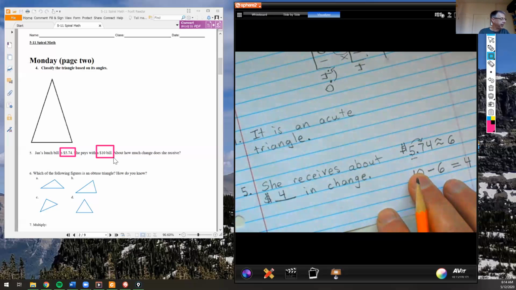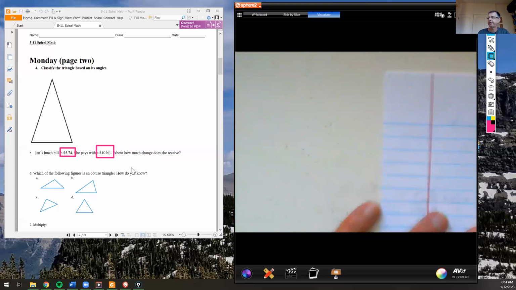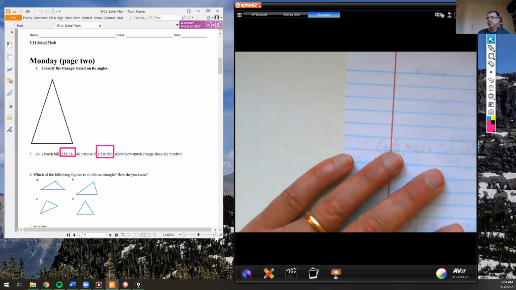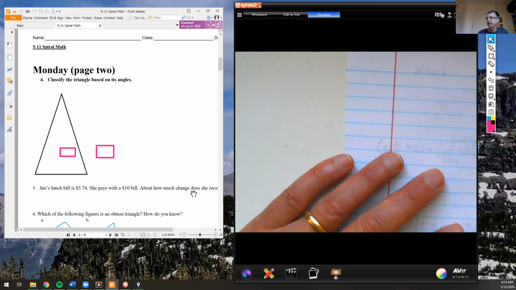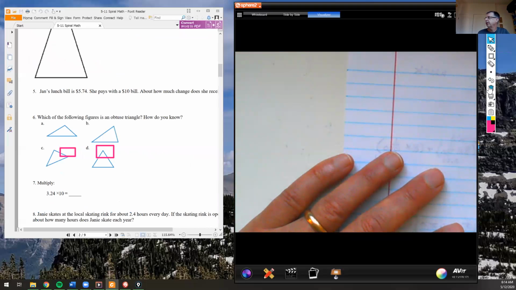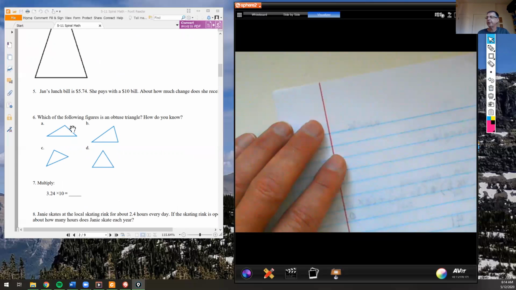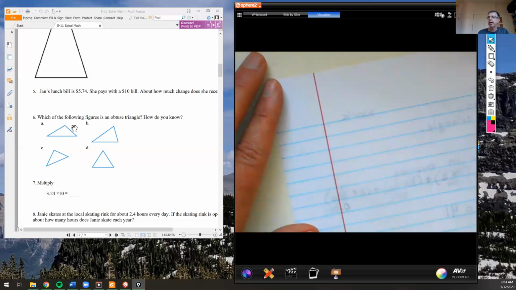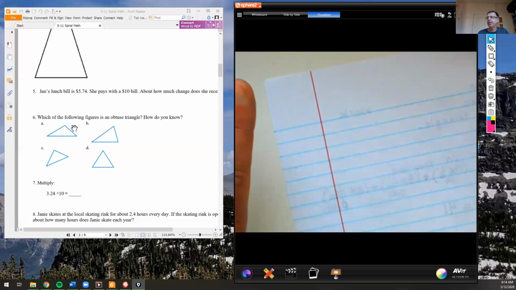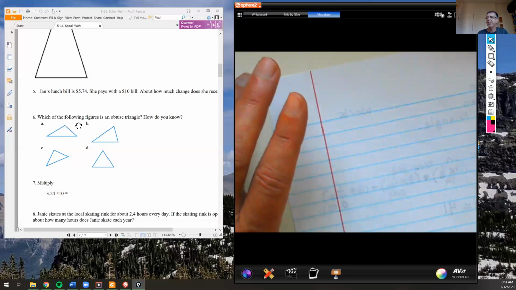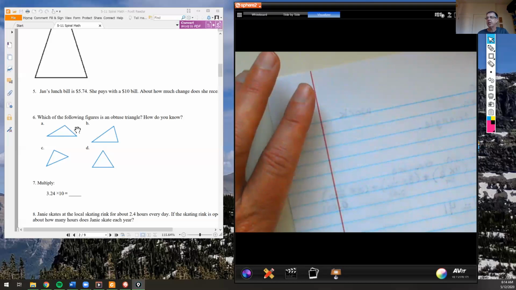All right, let's go ahead and go on down now to number 6. I'm going to zoom in just a little bit here. Which of the following figures is an obtuse triangle, and how do you know? Well, an obtuse triangle is a triangle that has one angle in it that is obtuse. Obtuse means more than 90 degrees, greater than 90 degrees.